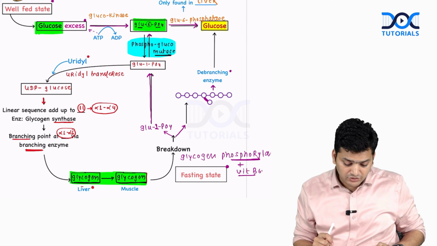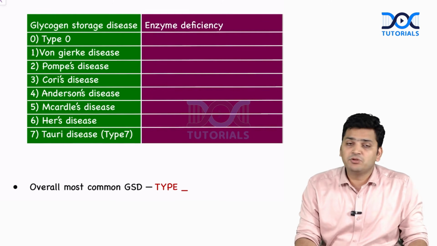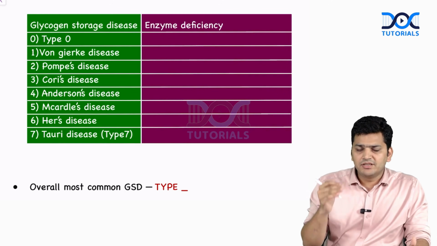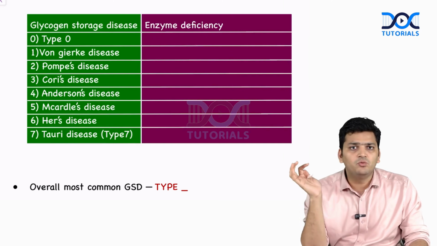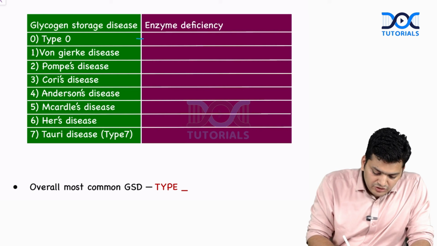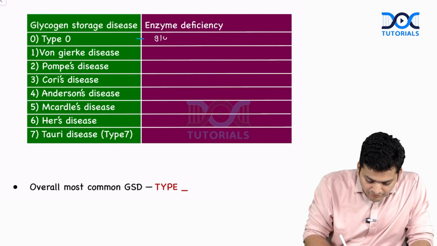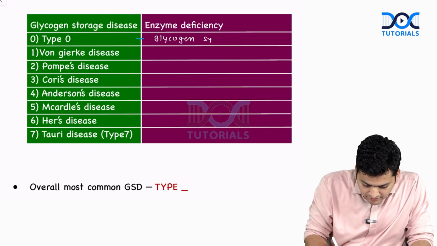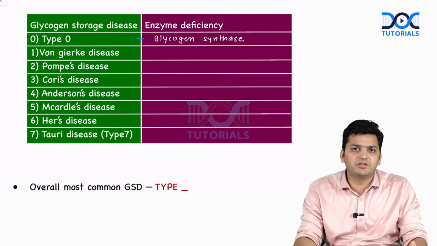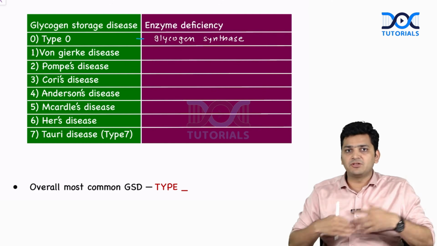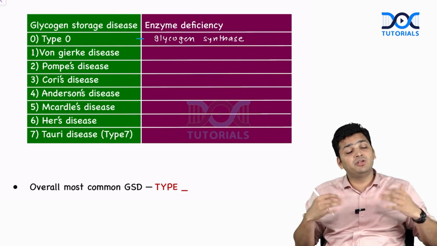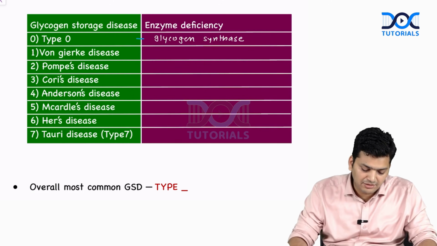When it comes to the glycogen storage disease, actually there are a total of 8 glycogen storage diseases to be remembered. Although not all are important, we need to remember the sequence: type 0, type 1, 2, 3, 4, 5, 6, 7. The type 0 glycogen storage disease is due to deficiency of the enzyme glycogen synthase. If the glycogen synthase enzyme is not there, we can't make the glycogen. There is no glycogen, which means there is no glycogenolysis also. So that is type 0. Zero means there is no glycogen.